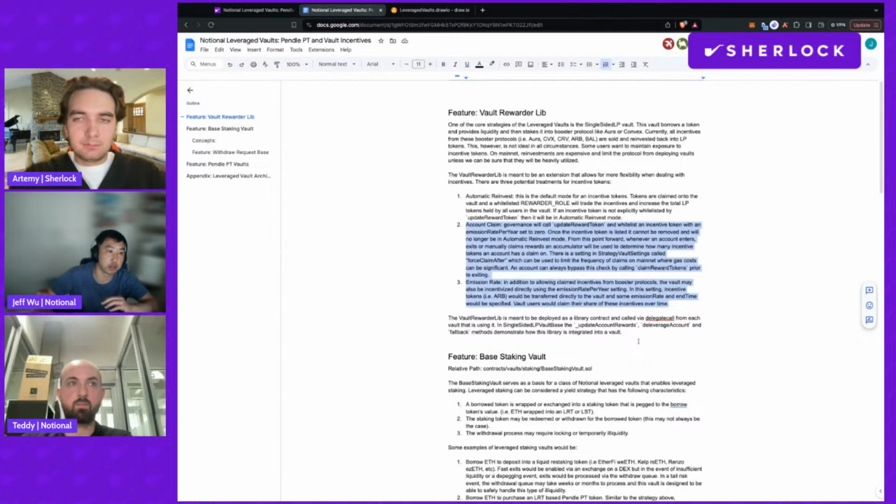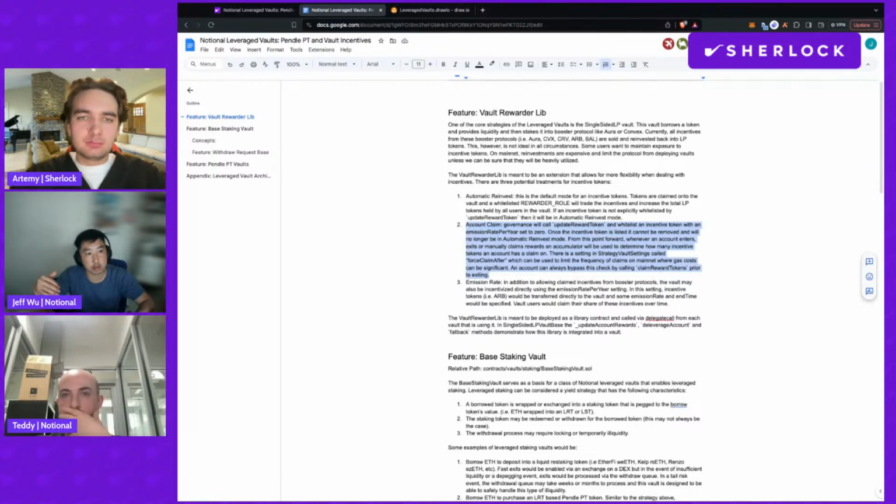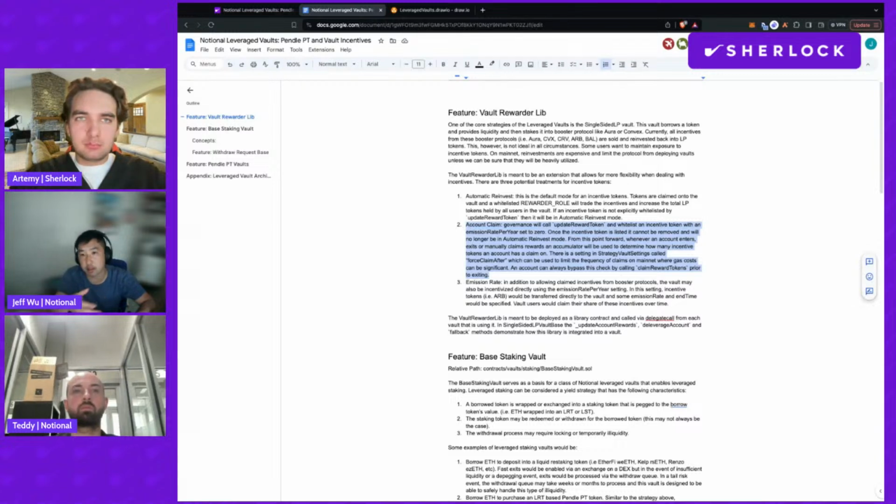There are two additional modes that each incentive token can enter into. The first one is an account claim mode. There's a method on the Vault Rewarder Lib called update reward token. What this allows governance to do is whitelist one of the reward tokens on a vault, say Balancer on a wrapped staked ETH vault.